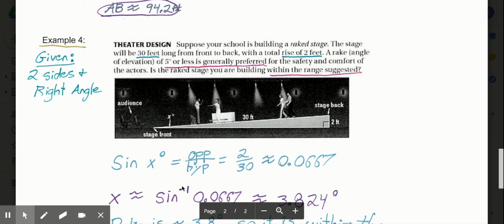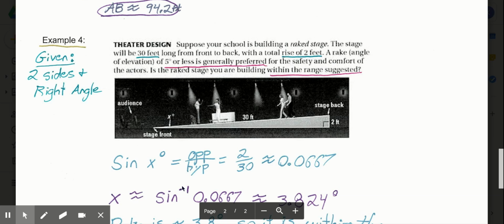Now example 4 is a word problem. So again, the first time I read through the word problem, I'm looking simply for what am I given about this scenario. So it says our school is building a new raked stage. The stage will be 30 feet long from front to back with a total rise of 2 feet. A rake, which is the angle of elevation, of 5 degrees or less is generally preferred for the safety and comfort of the actors. Is the raked stage you are building within the range suggested?